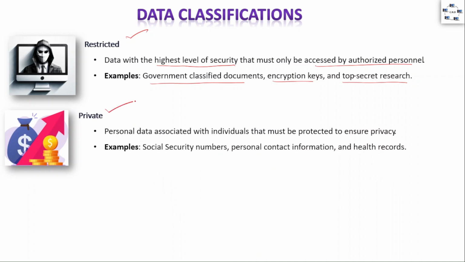Another one is the private, which is the personal data associated with individuals that must be protected to ensure privacy. Private, as we earlier talked about the PII, the personally identifiable information. So this is basically the private data of the users or of individuals. Examples include the social security number, the personal contact information, and health records.